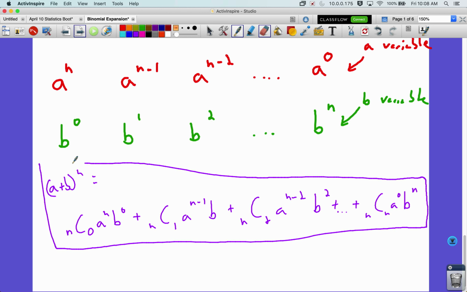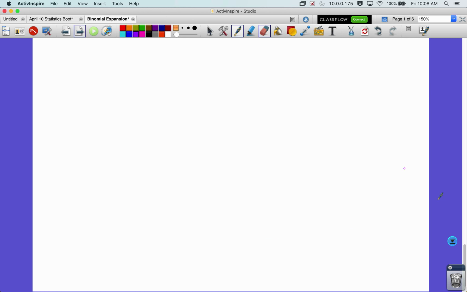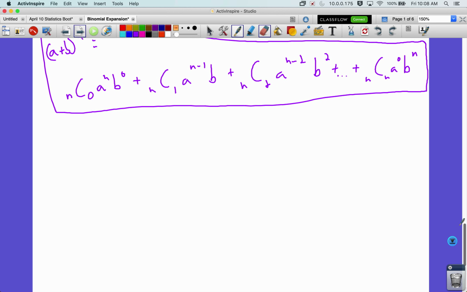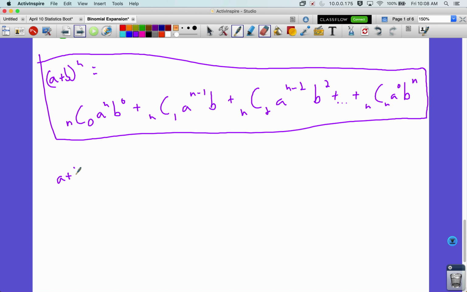Let's try it with some numbers. So let's do a plus b to the third. First thing I need to do is get my Pascal's triangle out, or I can just recreate it because I'm only going to the third row. All right, the coefficients come from the third row. And the exponents on a are going to count down from 3. So I've got my coefficients 1, 3, 3, 1.